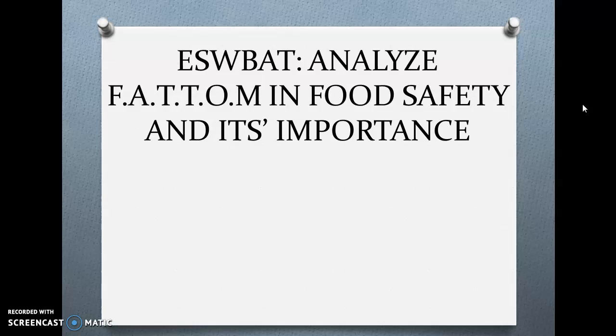We're going to jump right into our objective for today, analyzing FATTOM and food safety and its importance. At this time, you guys should have already responded to the do now question. I see many of you have begun responding already. Many of you have been interacting with your peers. So shout outs to you guys.